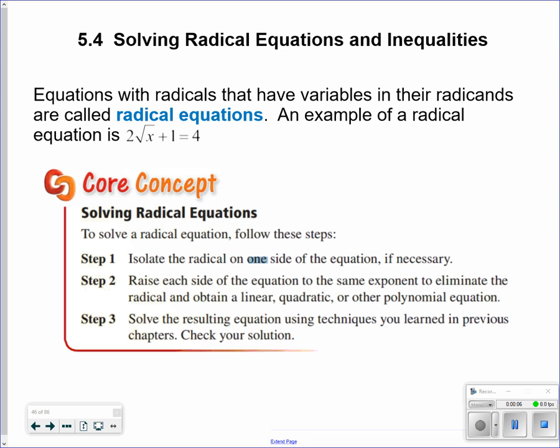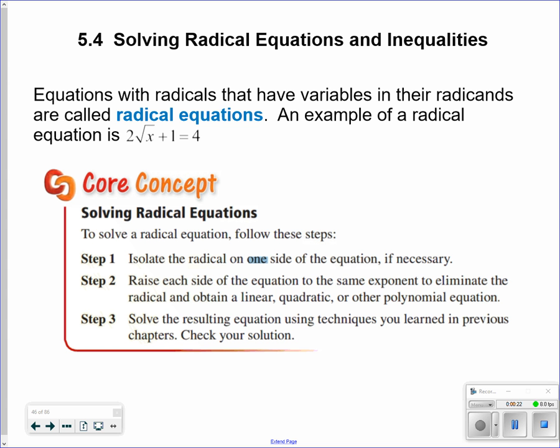We're going to start getting into solving equations that have radicals. An equation with a radical is one where a variable has to be under the radicand. An example of this would be 2 square root of x plus 1. We're not going to solve that one, but ultimately, that's what a radical equation would look like.